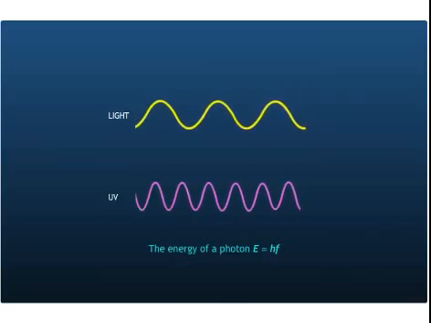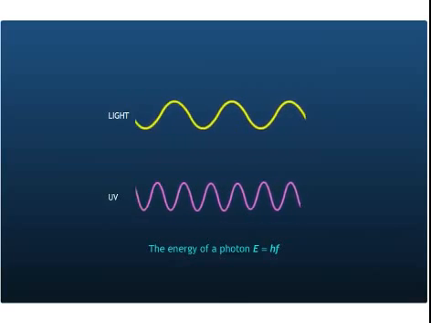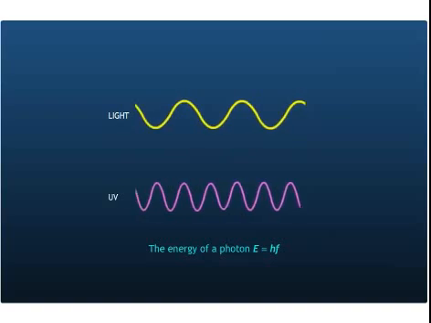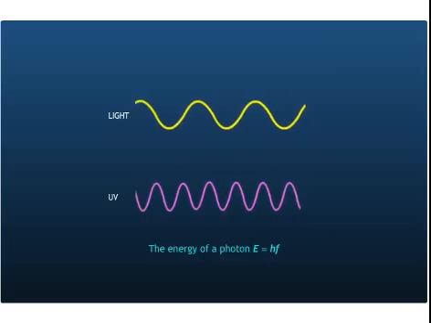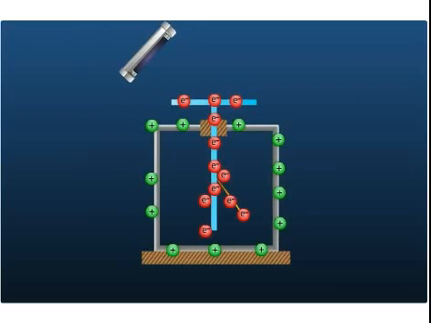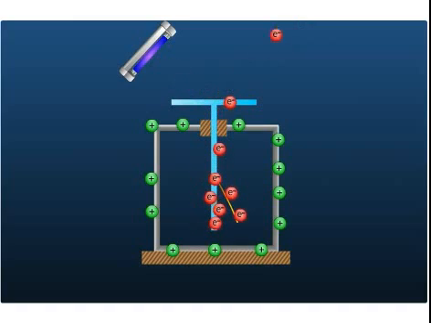Compared to a visible light photon, a UV photon has a shorter wavelength and a higher frequency, and carries more energy. The UV photons landing on the plate cause the electrons to be emitted, so the electroscope discharges. The electroscope case remains positively charged.